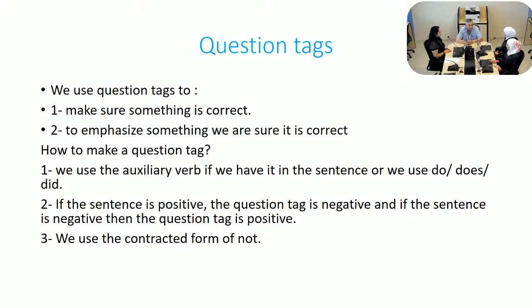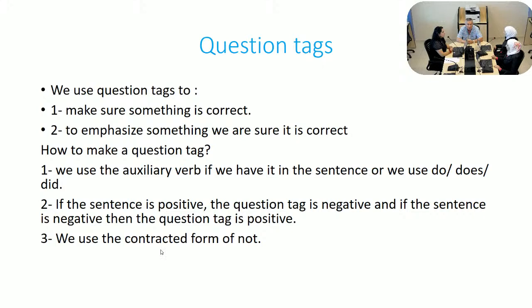The last step is that we use the contracted form of not. This is very important. We cannot say the question tag in full form, we cannot say is not it. Examples: You've got the map, haven't you? Why can't we say the full form? Because we only put the is with not before the pronoun when it is contracted. We say isn't it. But if we are going to use the full form, we usually say is it not. And this is not the way we form the question tag, so we use the contracted form.